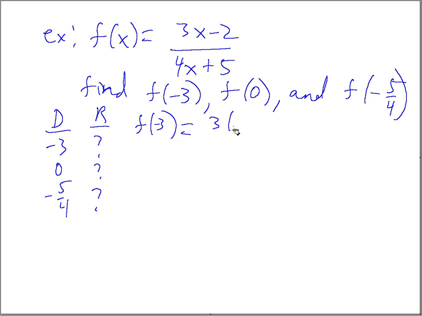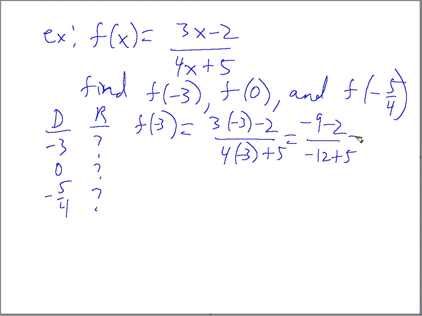So that's going to be 3 times negative 3 minus 2 over 4 times negative 3 plus 5, right? That's going to be negative 9 minus 2 and negative 12 plus 5. So just plug it in, work it out carefully. That's negative 11 over negative 7, or 11 sevenths. All right, so the range value is going to be 11 sevenths when the domain is going to be what? Negative 3.